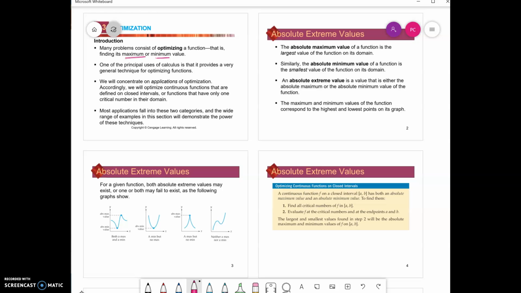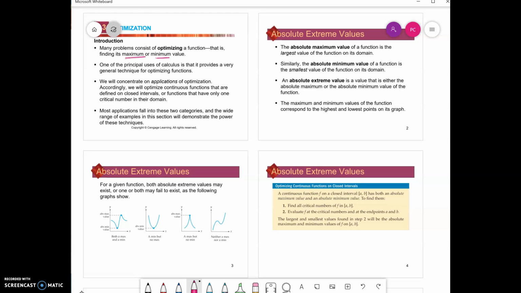So most of these applications fall into two categories, and that's the wide range of examples. In this section, we'll demonstrate the power of these techniques. So optimization, again, is finding that maximum and that minimum value.